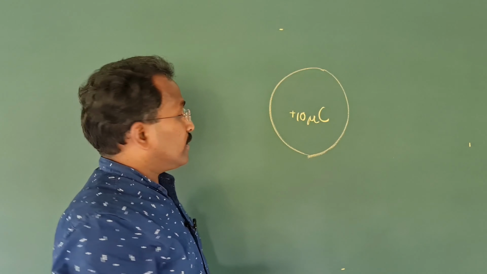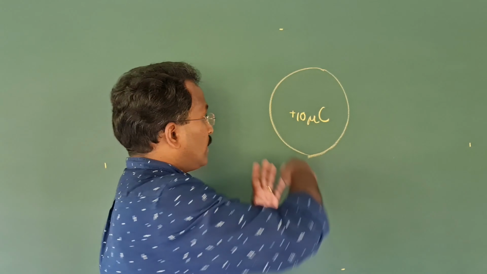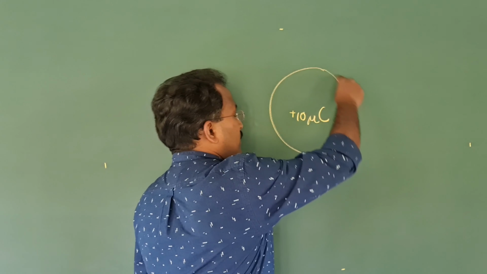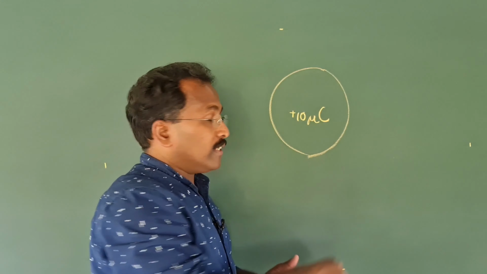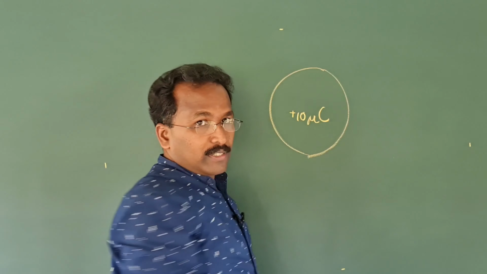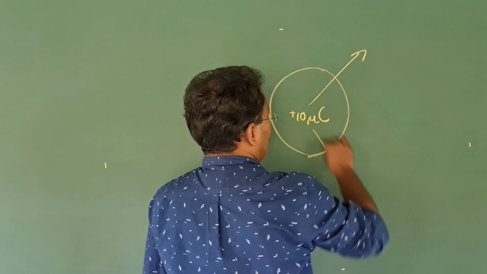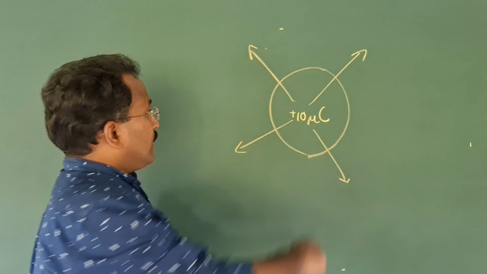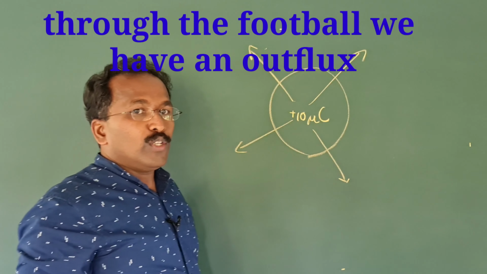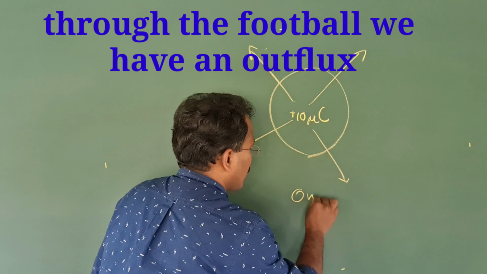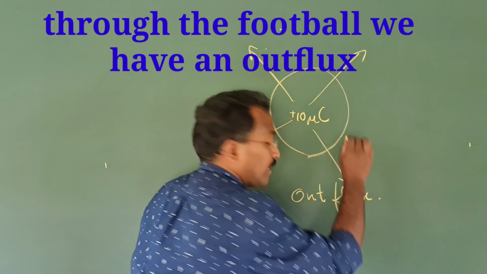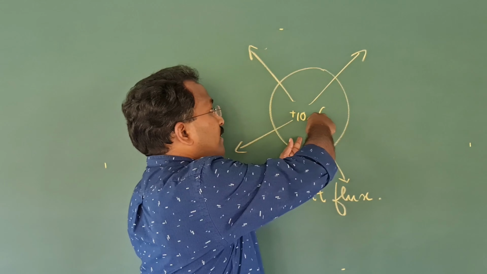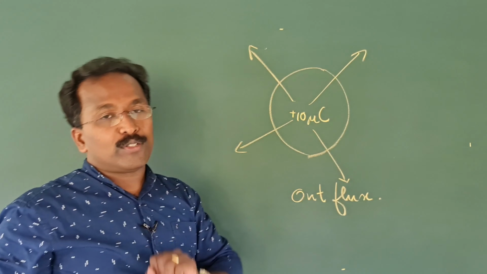And we have already seen that from this positive charge, electric field lines are drawn out, radially out. So, if you imagine this surface and the flux through that, the electric field lines will be going out. Correct, no? So, I am drawing a few lines like this. We say through this football you have an outflux. Why do we say outflux? Because the electric field lines or the flux lines are going out. I hope you understood that.